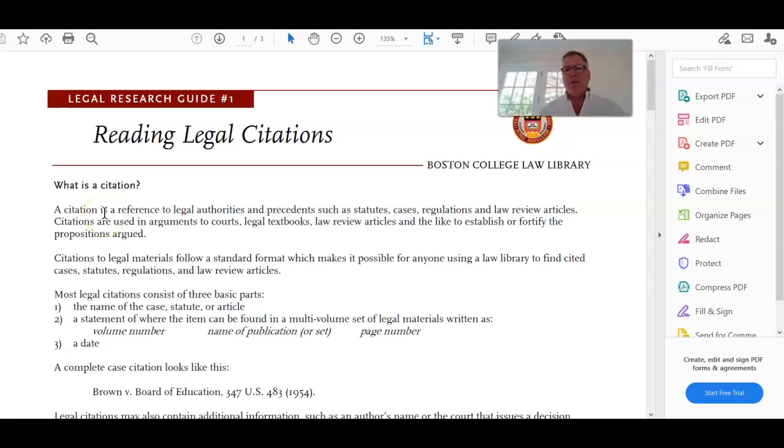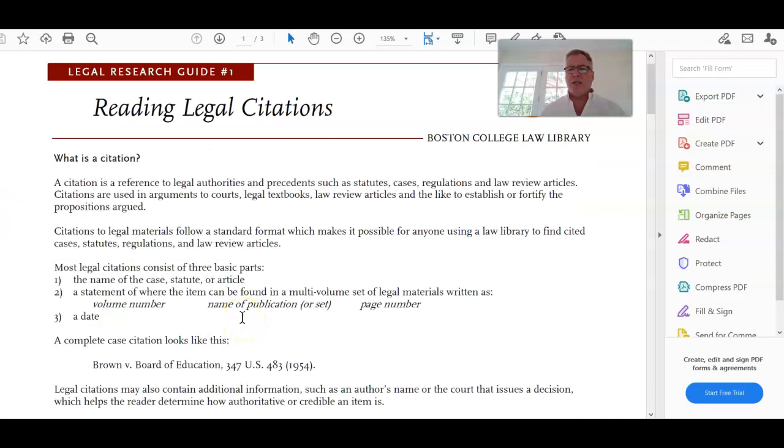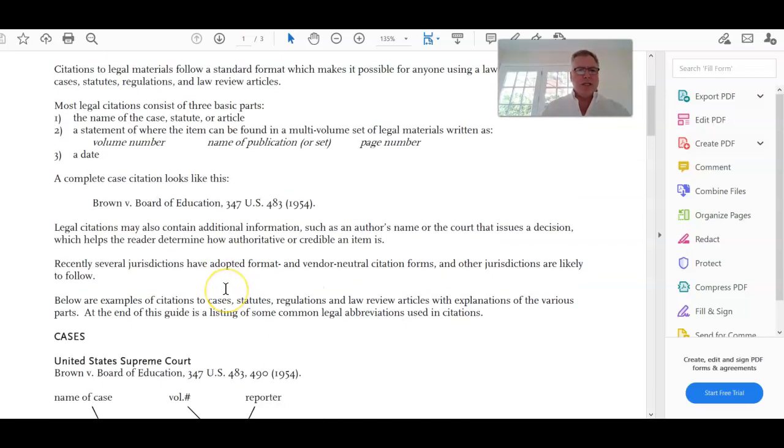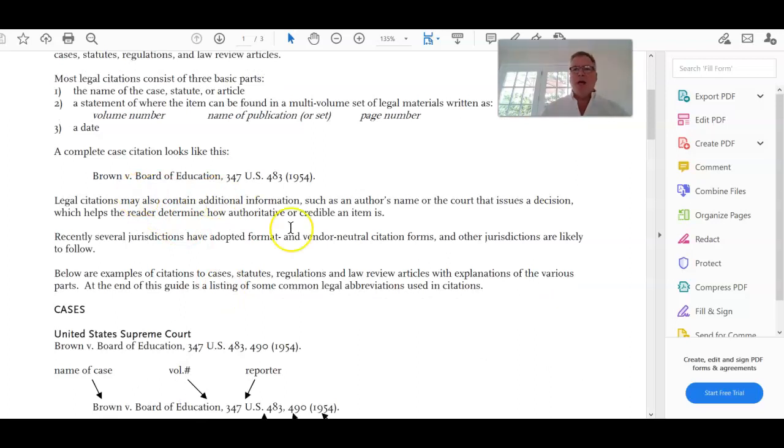So this is a handout that I put up on Blackboard that you can use when you do the exercises that I gave you. It talks about reading legal citations. It's from the Boston College Law Library, and it tells us the basics of citation reading and writing. You should know most of what I'm going to tell you right now. What is a citation? So this is a citation to a case. You should know this.